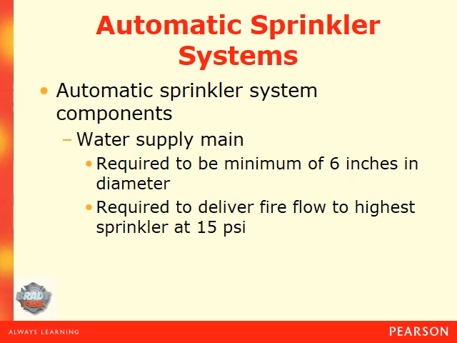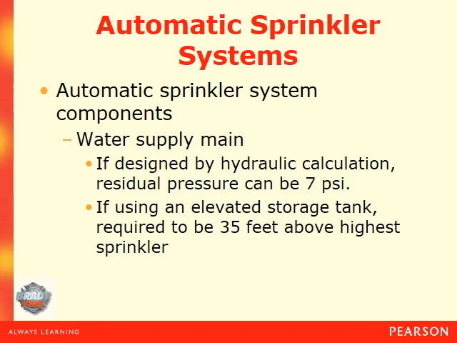Let's talk some about automatic sprinkler systems and their components. First, they have to be supplied by water. The required minimum should be 6 inches in diameter, and they should deliver at minimum 15 psi to the highest sprinkler head. If designed by hydraulic calculations, residual pressure can be 7 psi. If using an elevated storage tank, it's required to be 35 feet above the highest sprinkler head. Again, that's being generous because it's allowing for gravity and head pressure to power the system as opposed to pumps.